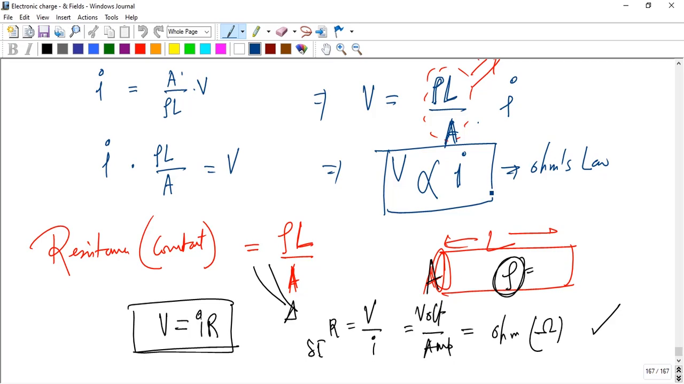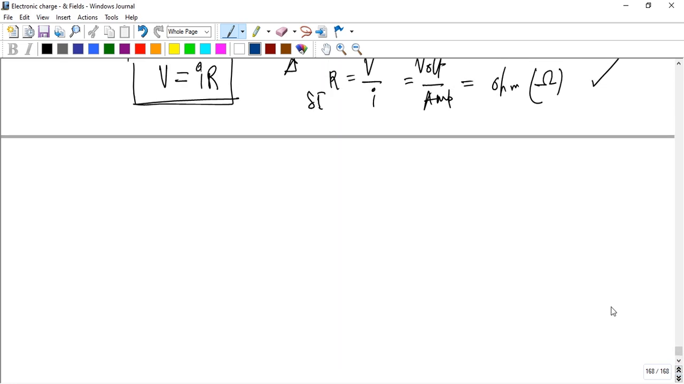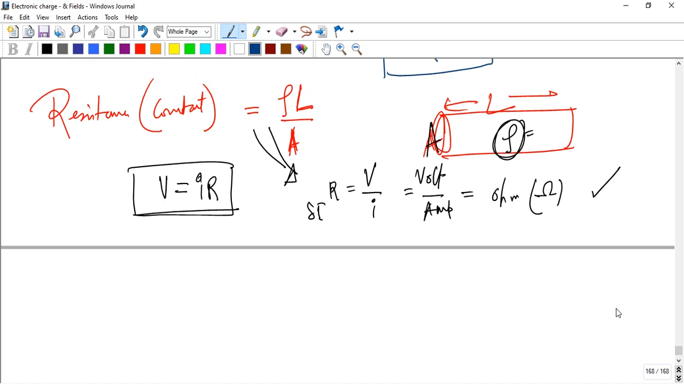So in the previous class we ended here, defining Ohm's law and the derivation of Ohm's law. Here the final expression is V equals IR, where V is the potential difference, I is the current, and R is the resistance. And today we elaborate on resistance R and the factors it depends on.